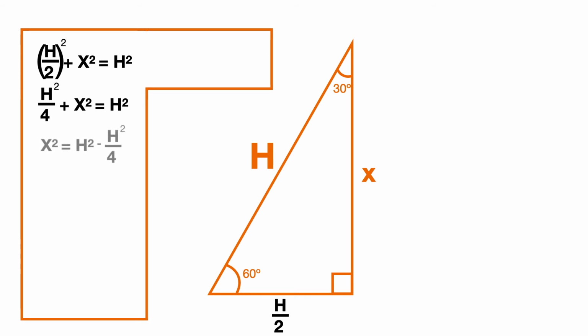Now we can subtract h squared over 4 on both sides, and you get x squared equals h squared minus h squared over 4. Now we're going to factor out an h squared, and those of you who don't know how to do that, just take my word for it. You can look it up after. What we do is we just pull the h squared out and just replace it with the coefficient. So, like this.